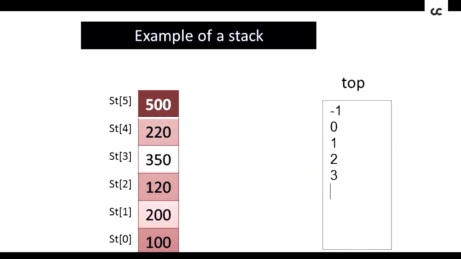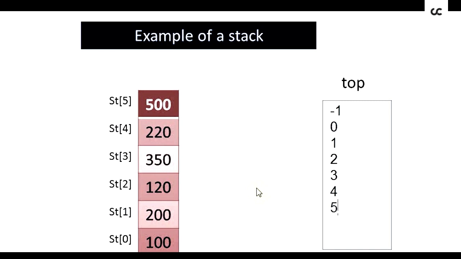Similarly, I will keep inserting the values. I will increment the value of top by 1, that will become 4, and I will insert the value 220 or whatever. Then I will increment the value of top by 1 and it will become 5, and I will insert 500, or whatever value you want to assign. So as you can see, whenever I inserted a value, I pushed it from the top only, right? We will be learning more about stacks. This is just an introduction.